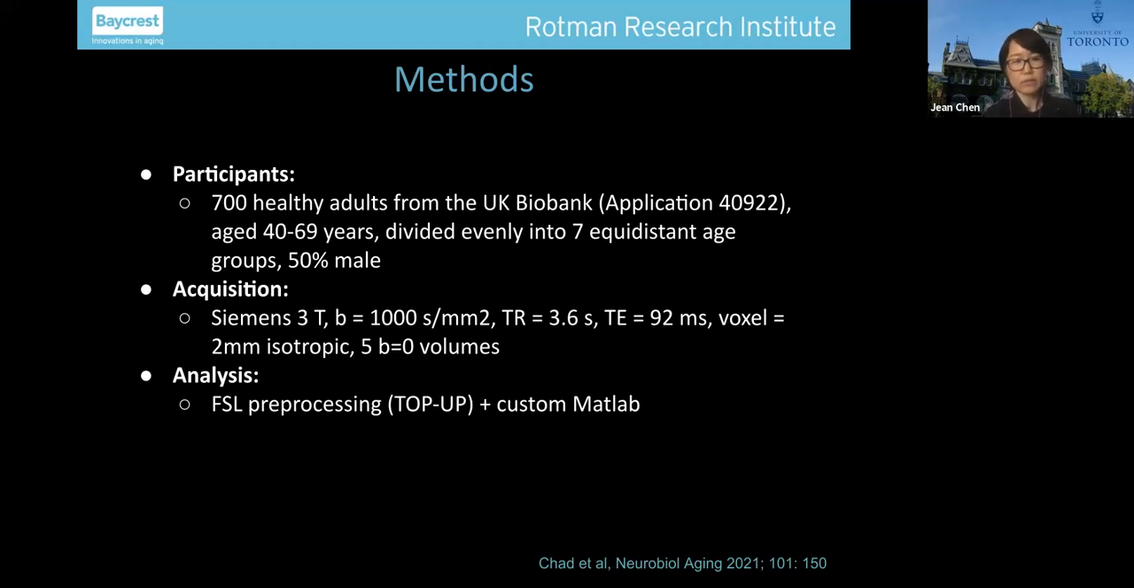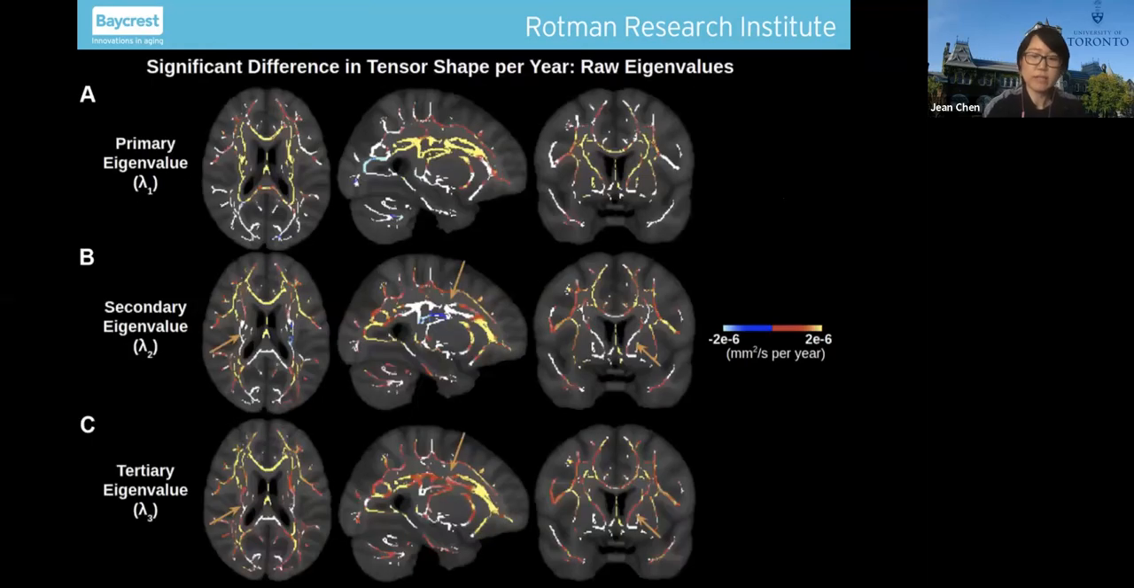And the acquisition was a Siemens 3 Tesla system, B-value of 1,000, and the rest are more or less standard. And we used FSL pre-processing and custom MATLAB scripts for the rest of the analysis. So to strip everything away, get to the very basics, these are the maps of the eigenvalue variations with age. I say variations because this is a cross-sectional study, so we're not really saying there are changes, but that is just one of the things our lab is very adamant on.